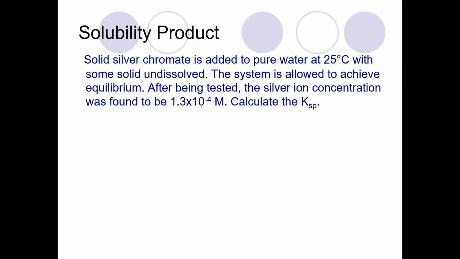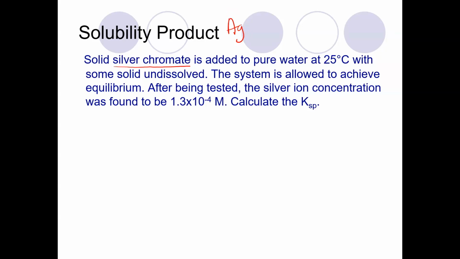After being tested, the silver ion concentration was found to be 1.3 times 10 to the -4 molarity. Calculate the KSP. Okay, so first our job is to take the name silver chromate and come up with the formula for that. So silver, do we remember the element symbol for silver? Well, it's Ag. Okay, and then we need to think of the charge.